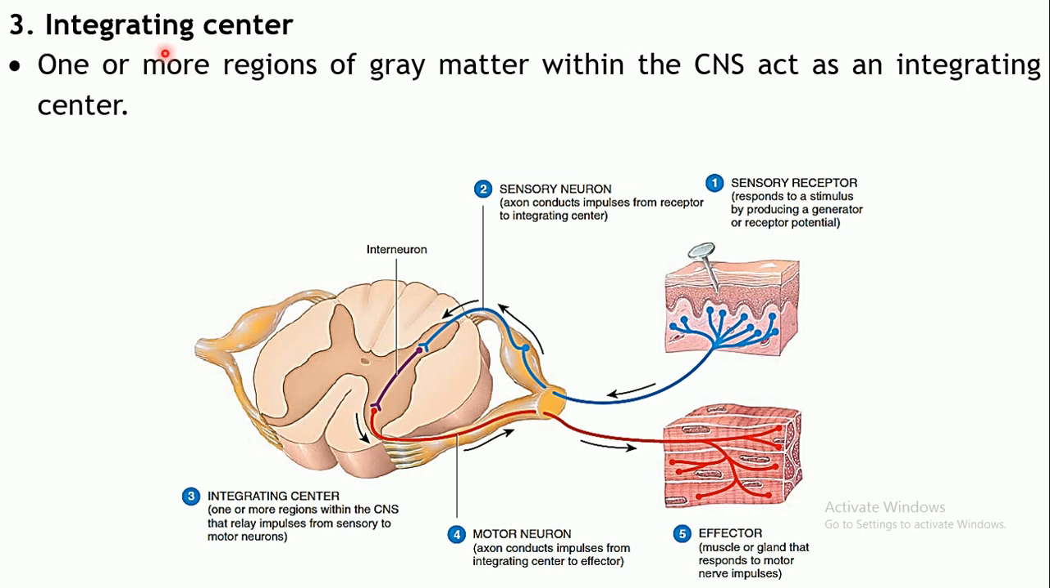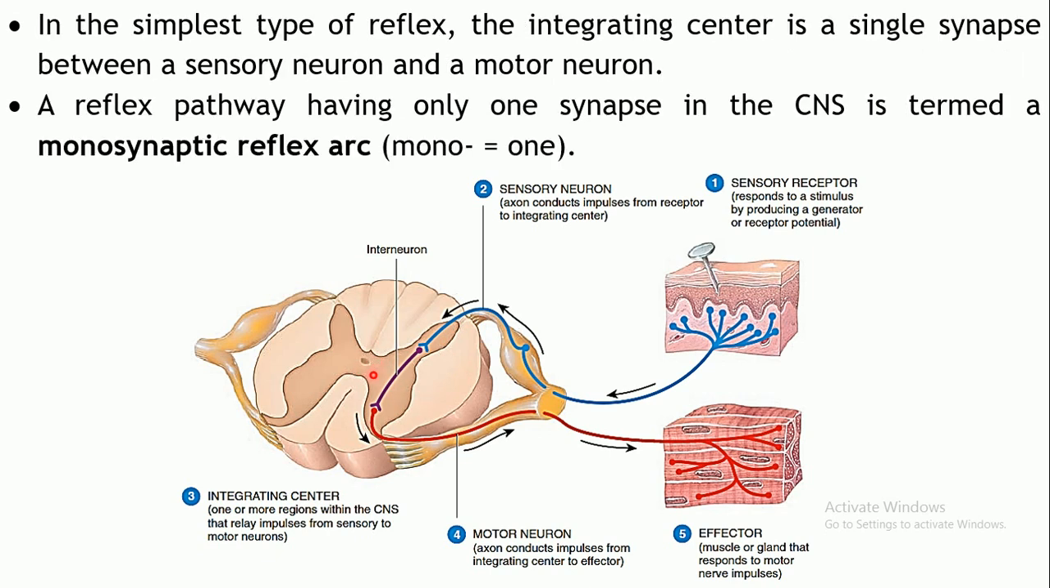Okay. Now third step is the integration. Now which is the integrating center? It is the grey matter which is located in the CNS. So in this case it will be the spinal cord itself, the grey matter in the spinal cord. So this acts as an integrating center. Now in the simplest reflex arc, the integrating center is a single synapse between the sensory neuron and the motor neuron. But in the simplest arc, it comprises of only one synapse in the CNS. And that type of reflex is called a monosynaptic reflex arc, because only one synapse is involved.